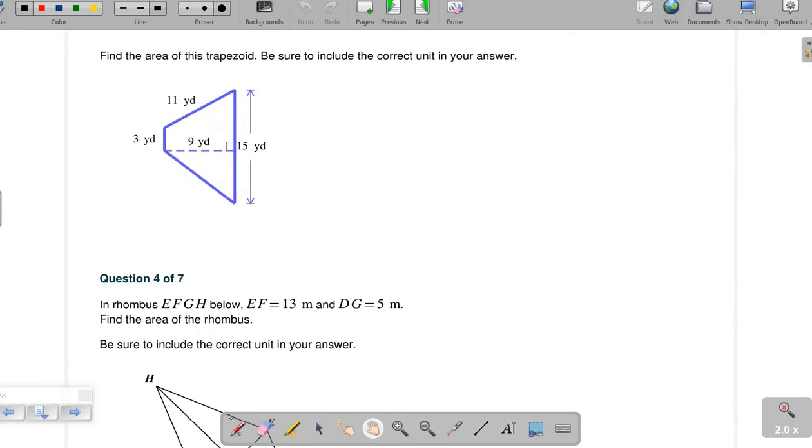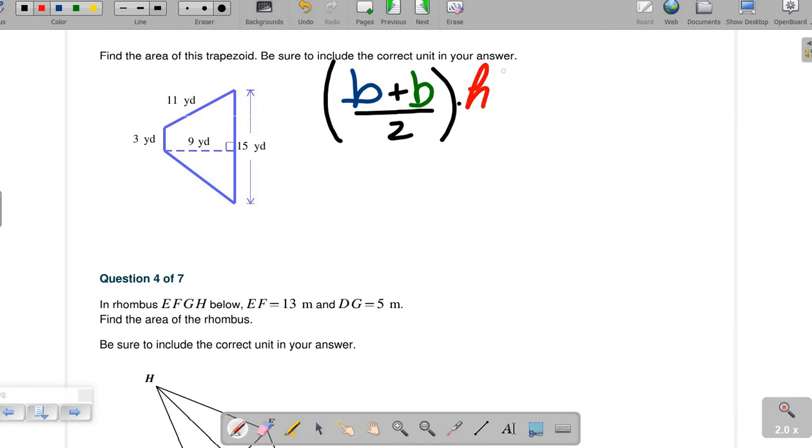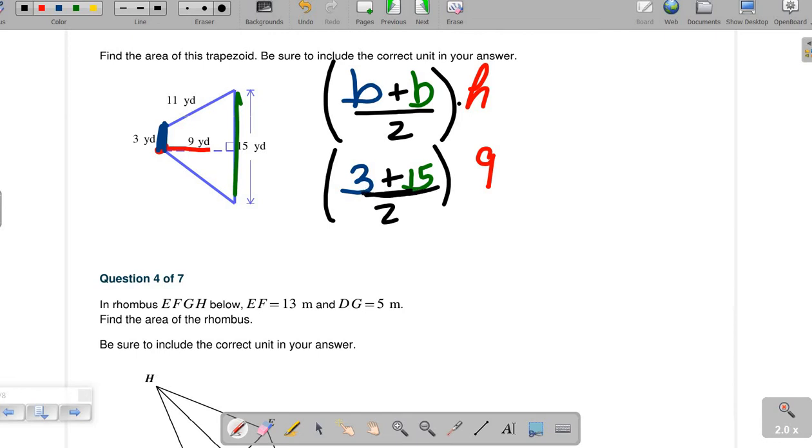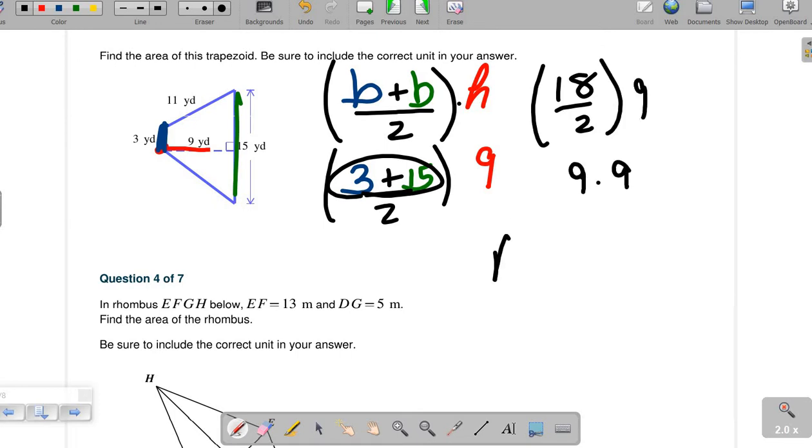Now, a trapezoid is basically two triangles averaged together. So we average the different bases, base plus base over 2 times our new height. So our bases here, remember height always makes a right angle, so that would force 9 to be the height here. One base is 3. The other base is 15. Averaged over 2, so I'm going to add, and I get 18 over 2 times 9. 9 times 9. Our area here is going to be 81 yards squared.